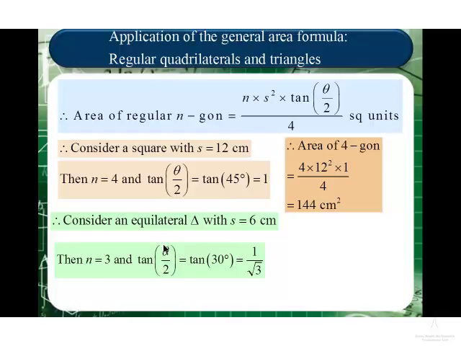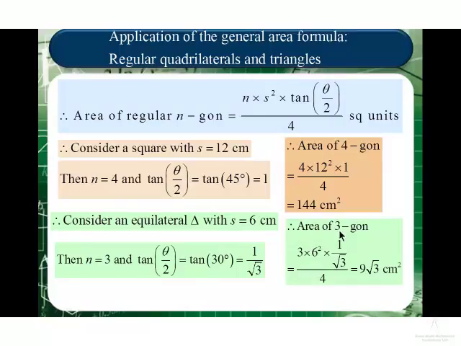Clearly 60 degrees. All 3 of the angles, the interior angles, will be 60 degrees. So we're looking at tan of 30 degrees as part of the formula to find the area of such a triangle. And tan of 30 degrees, you should know, is 1 divided by the square root of 3. So apply this now to the formula.